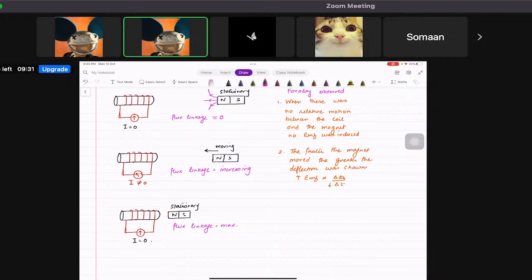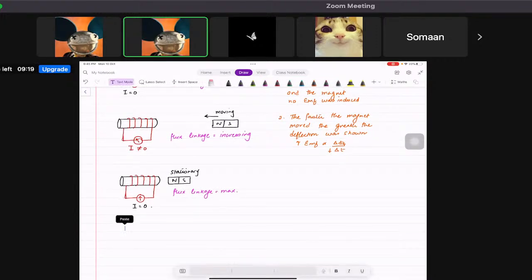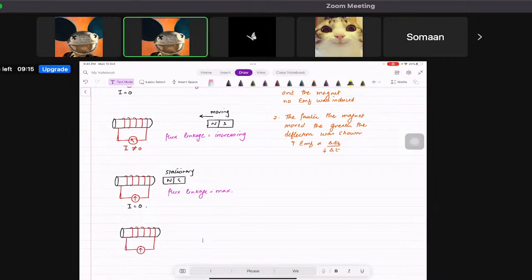Okay, do you guys understand this? So then he moved it away from the coil, and when he did, he realized that when it was moving away, although the flux linkage is now decreasing because it's moving away, there was a deflection seen on the other side.